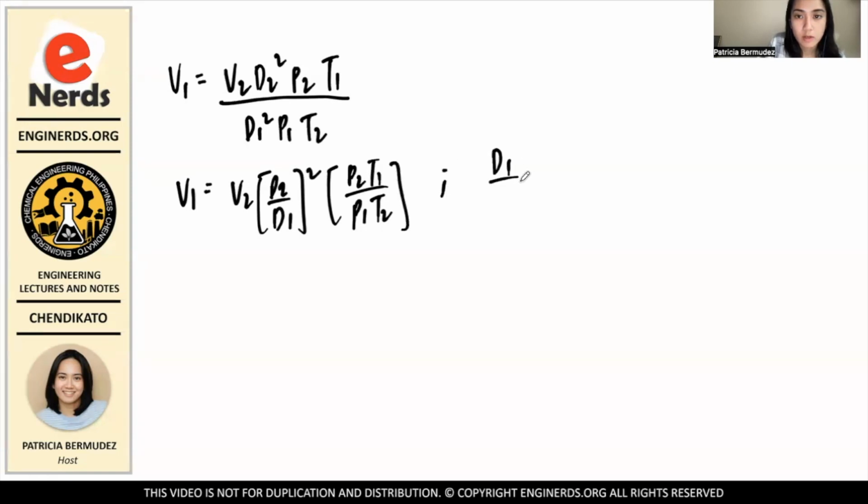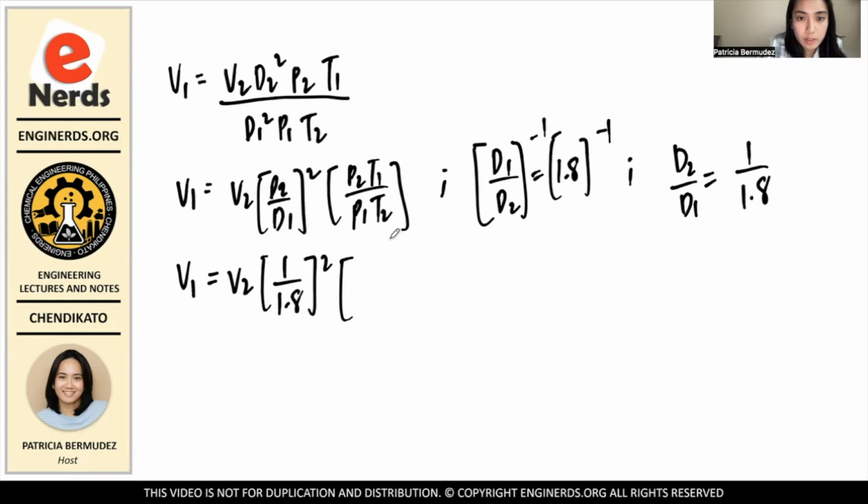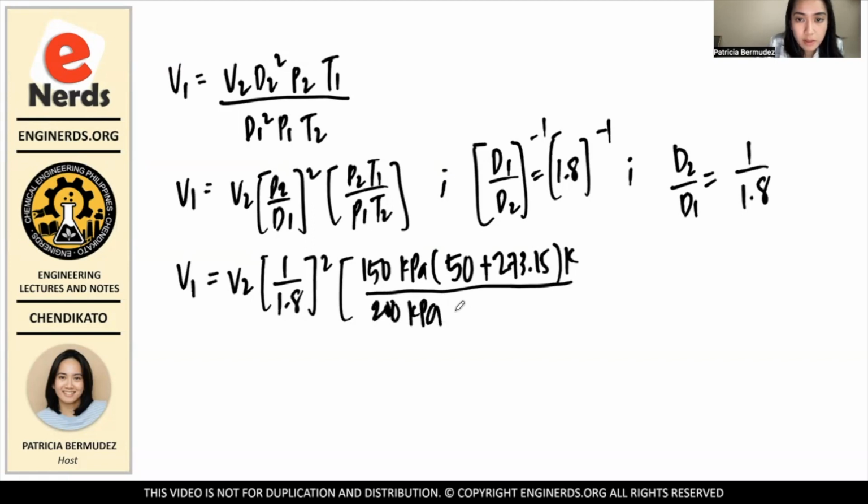And we know that d1 over d2 is equal to 1.8. But since this one is the reciprocal of this, we have to take the reciprocal of this as well. Okay, so d2 over d1 will become 1 over 1.8. Okay, so substituting, we have V1 is equal to V2 times 1 over 1.8, and then this one is squared, times yung P2 natin is 150 kilopascal, and then yung T1 natin ay 50 plus 273.15 because we have to convert it into Kelvin, over 200 kilopascal times 40 plus again 273.15 Kelvin kasi we can take the ratios of temperatures that are not absolute.